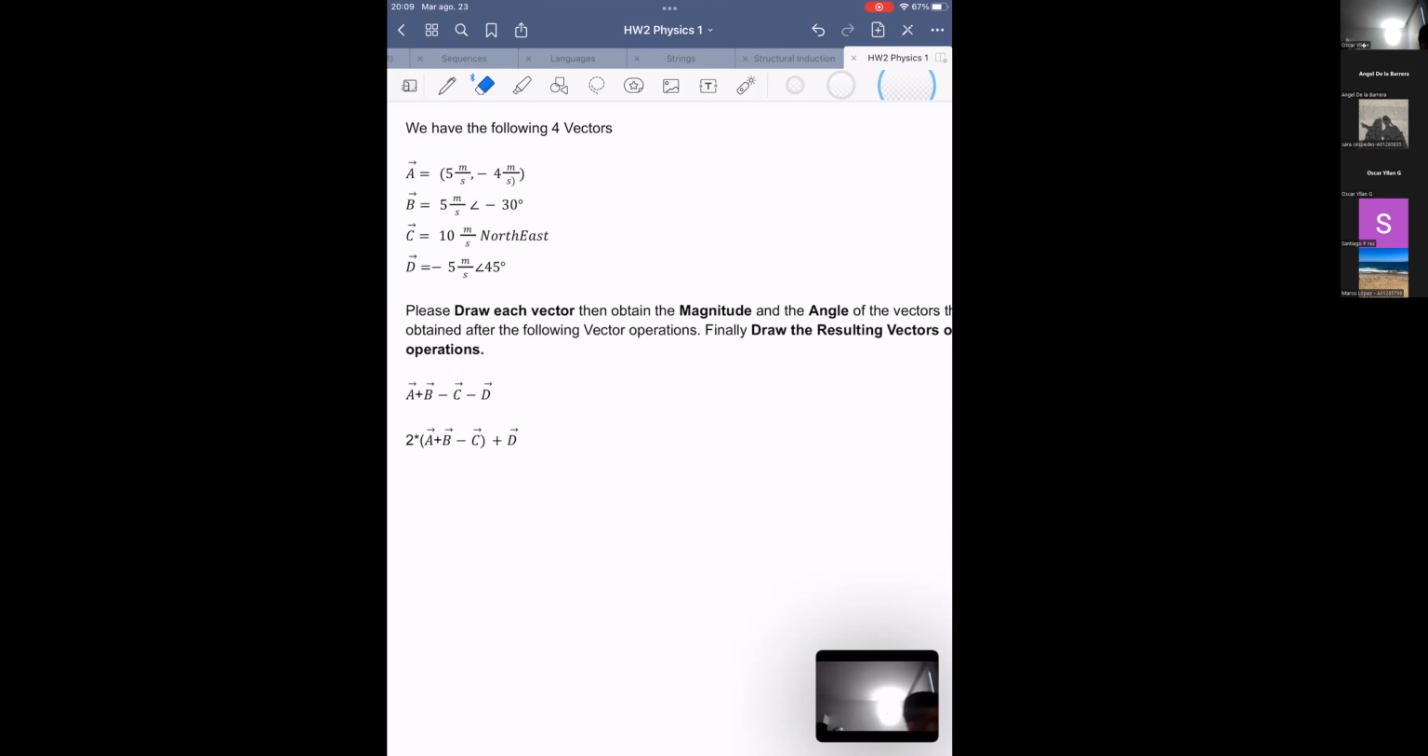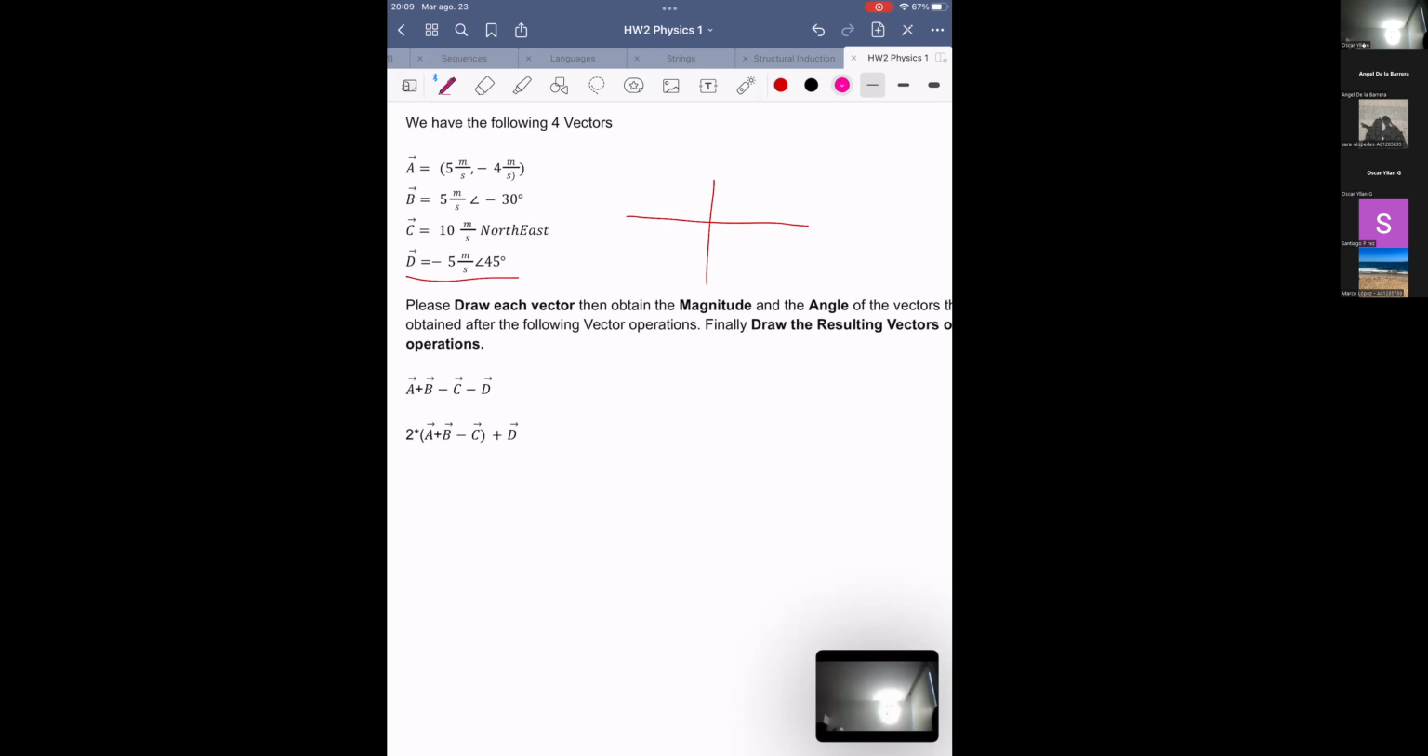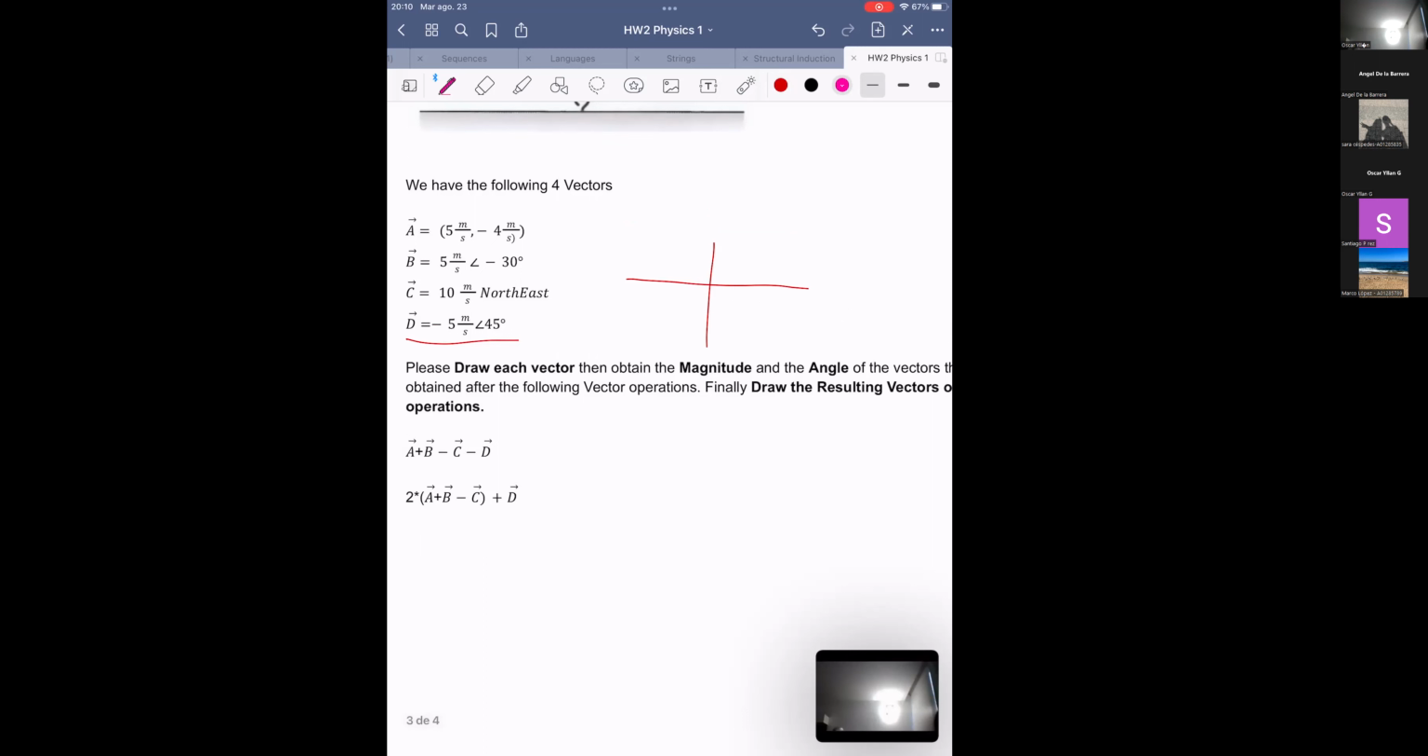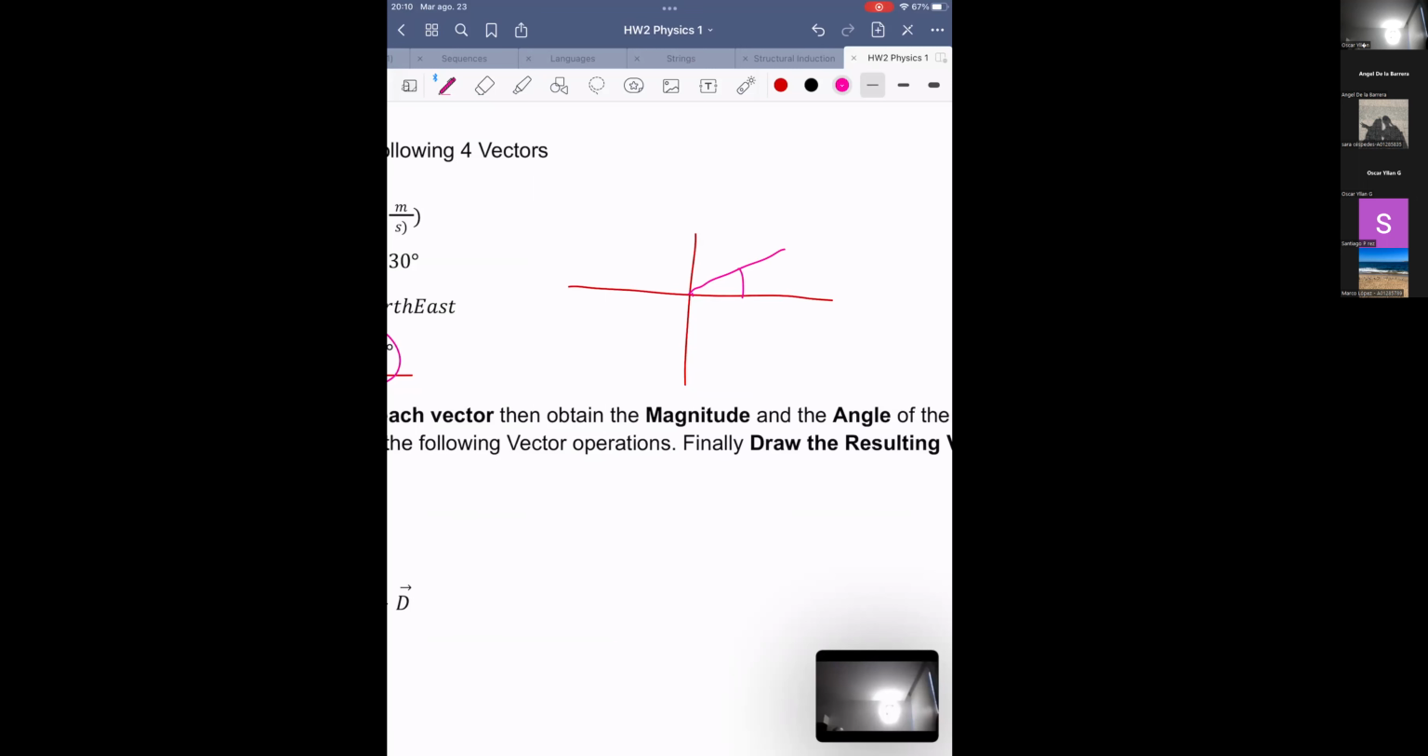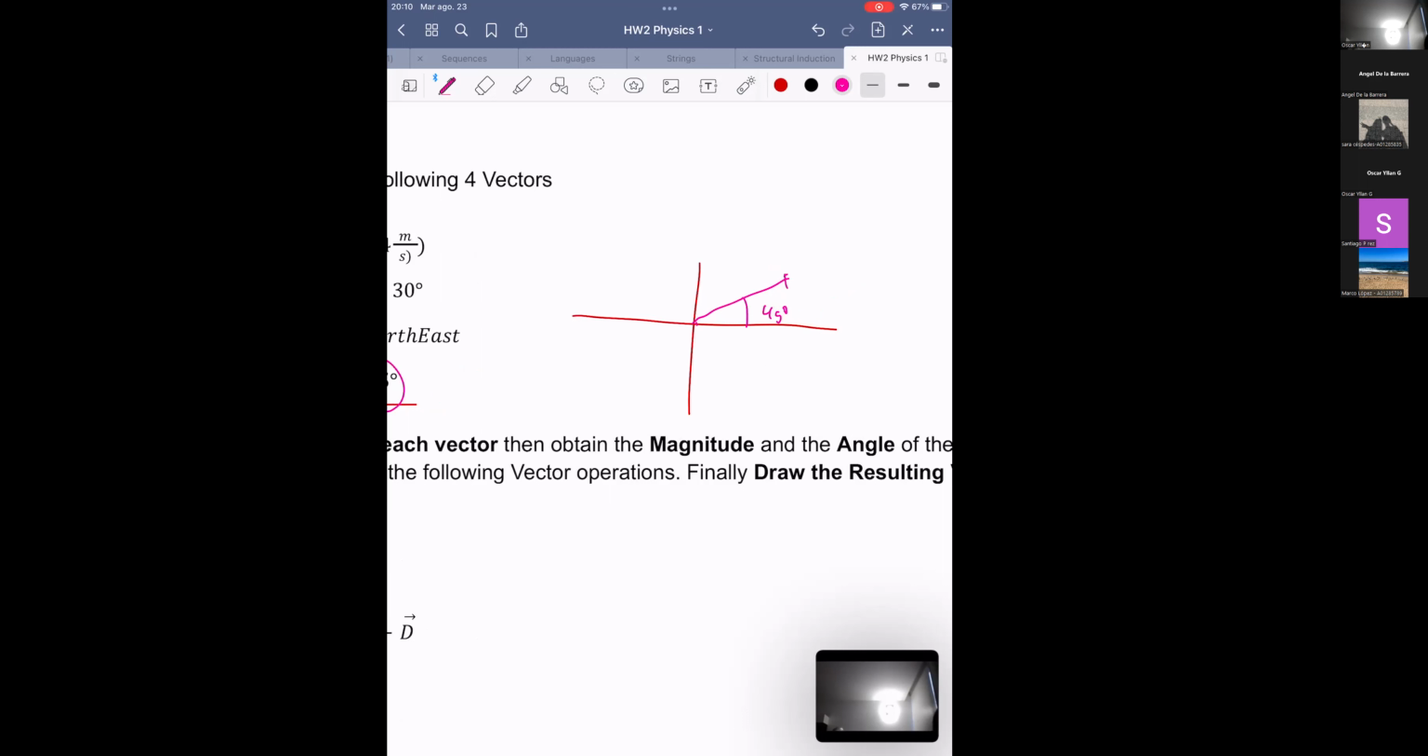Okay, for D, right? You're saying for this one. Yes. Okay. Remember when we are drawing vectors, the first thing you have to do is the angle. It's 45. It's going to be a magnitude of 5. But as it is negative, remember when we have negative, we have to do the opposite. So the actual one will be the back one.